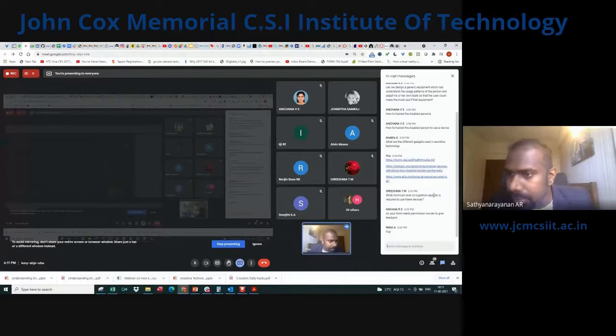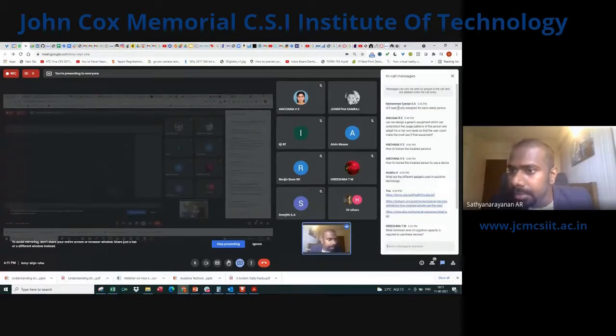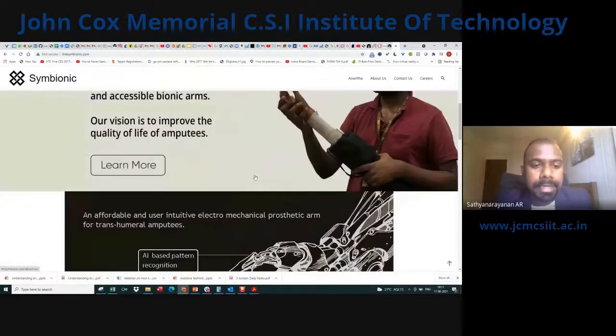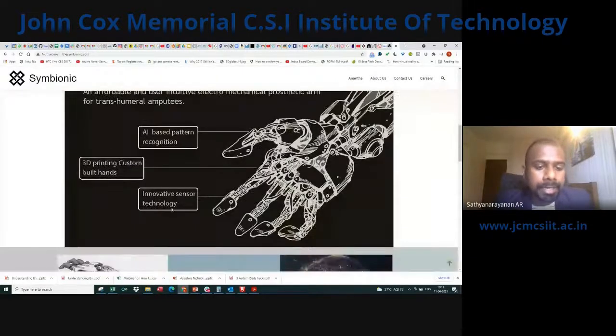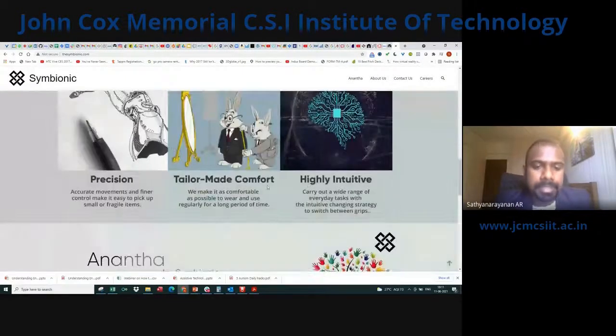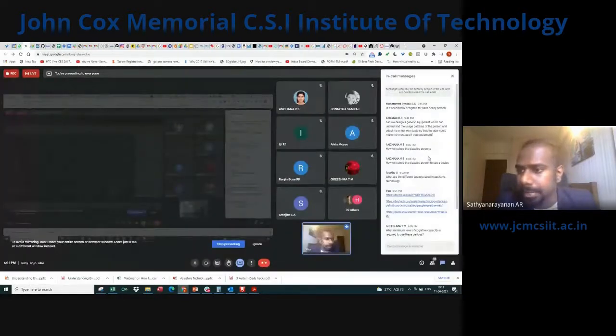Okay, I got a question over here. Is it specifically designed for each person? Yeah, definitely. There are tools which are especially made for that, as you got to know, right? So they do it especially for tailor-made comfort. Once they do the measurements and everything, based on the requirement they do it. So there are companies who do that as well.